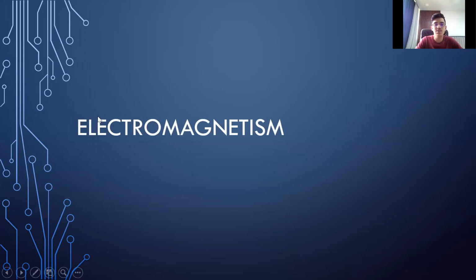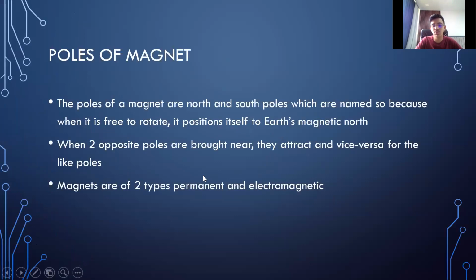So, for IGCSE, I'll be covering three topics for electromagnetism, that is, magnets, motors, and generators. Okay, so let's start with magnets.